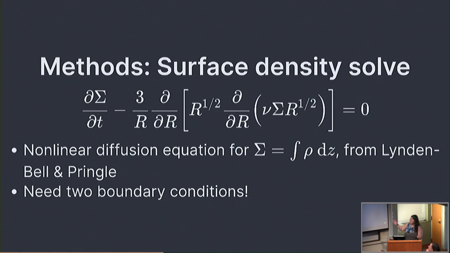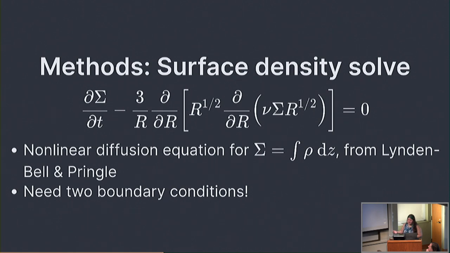So, big scary equation. This is the nonlinear diffusion equation for the surface density of a disk. Surface density is just defined as the density integrated over the height of the disk. This was a model developed by Lynden-Bell and Pringle. It's a really interesting paper, and I encourage you to read it if you haven't, because I find it really interesting. But there's another good derivation of this that comes straight from Navier-Stokes, so you can get this from the fluid equations. And it's just telling you how the surface density evolves with time and radius.